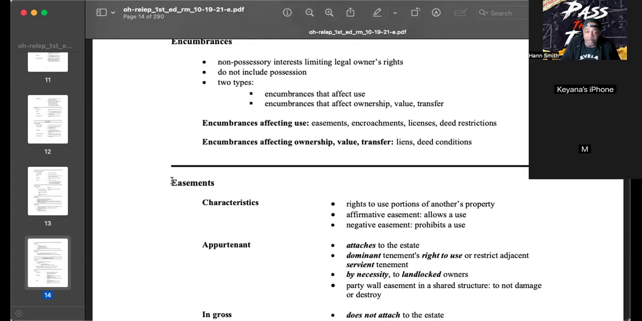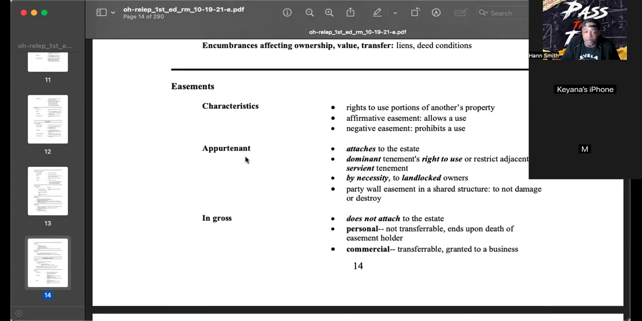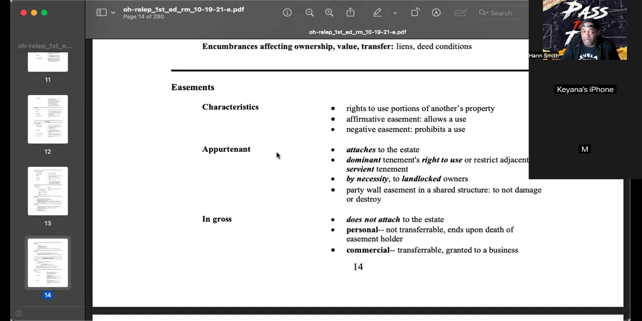I would just know the definitions of easements. And there are a couple of types of easements you need to understand. An easement appurtenant, that's a definition that you need to understand. They will test you on that. Pretty much it means it runs with the land or transfers with the land. It attaches to the estate. We're going to talk about dominant and servient tenants. We're going to need to know the definitions on those two as well.